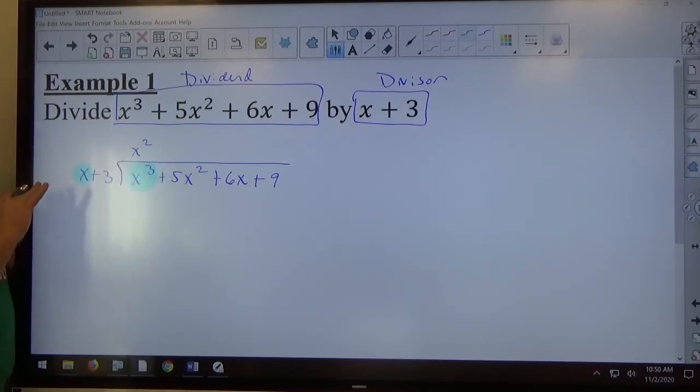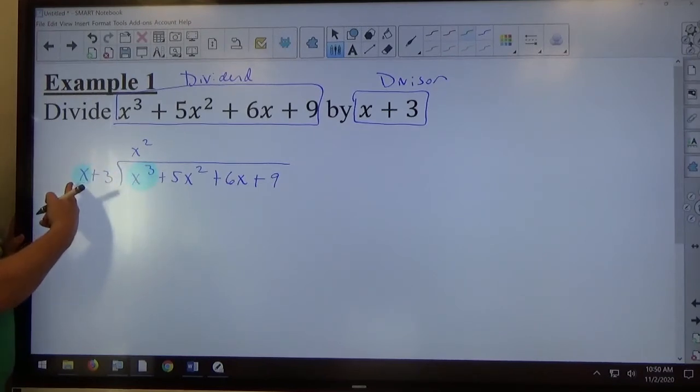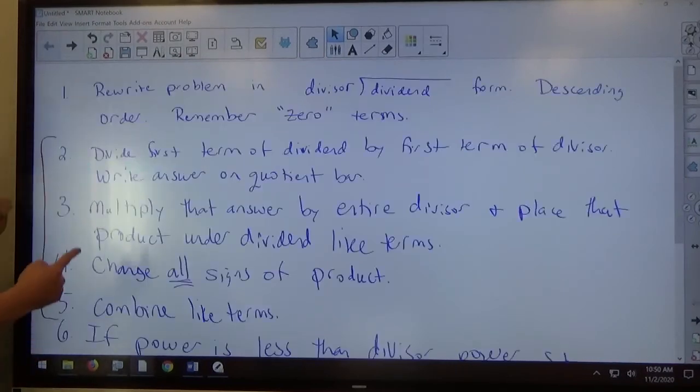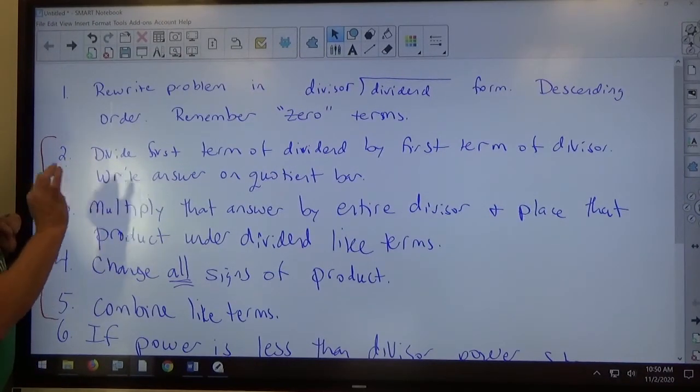Okay, nothing else in the problem matters in that step. All I care about is what I've got highlighted here, divided by what I got highlighted there, and that divides to something very simple every time. It's very easy to do that. The next step, going back here, says we take that product, take that answer by the entire divisor.